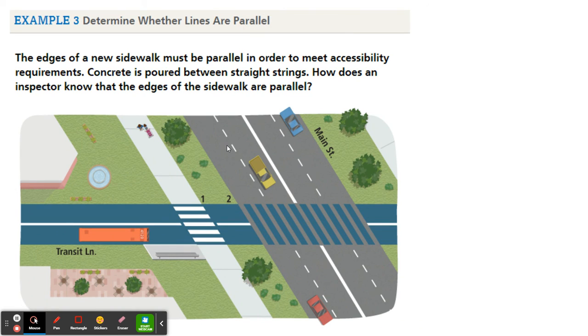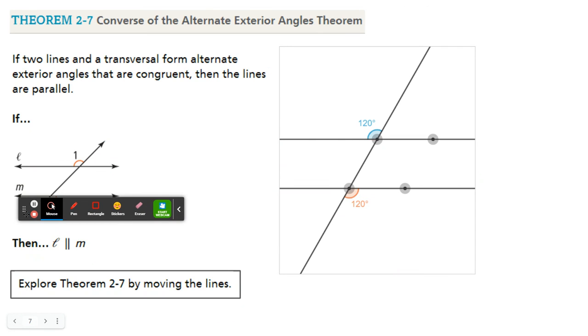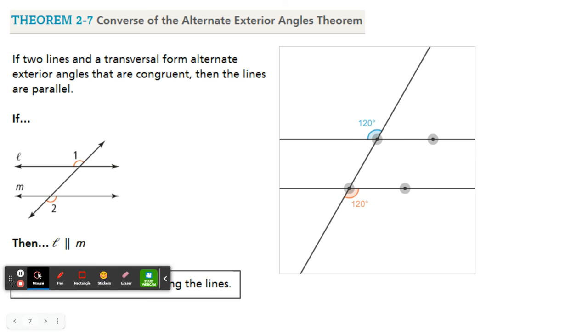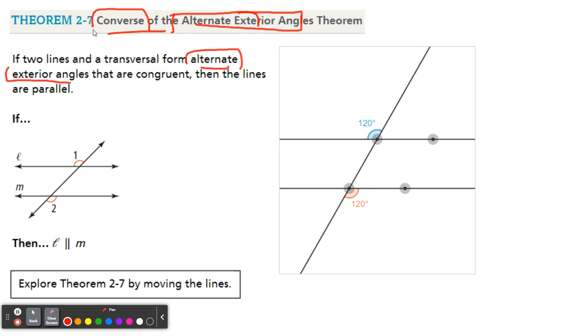this example, I'm sorry, I skipped one. The converse of the alternate exterior angles theorem. Sorry, skipped it. So here we go. So for the converse of the alternate exterior angles theorem, it says that if you have two lines and a transversal that make alternate exterior angles congruent, then you know that your lines are parallel. So in this picture, if 1 and 2 are congruent, then you know that lines L and M are parallel.